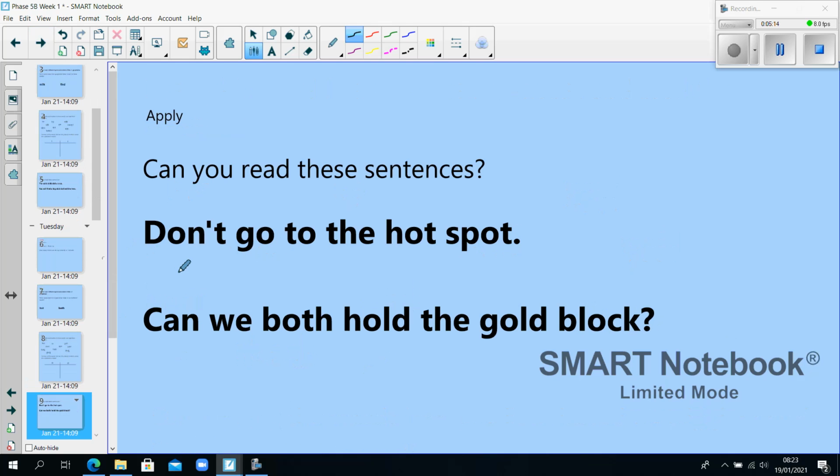Can you read these sentences? Don't go to the hot spot. Can we both hold the gold block? Again, we've got short O and long O sounds, haven't we? Well done, that's the end of Tuesday.